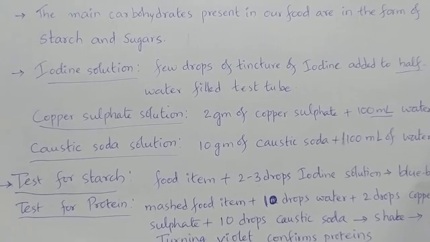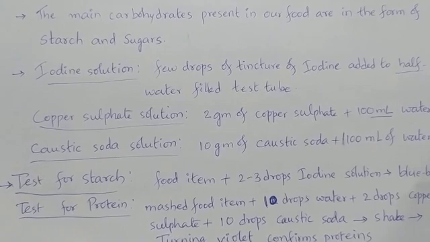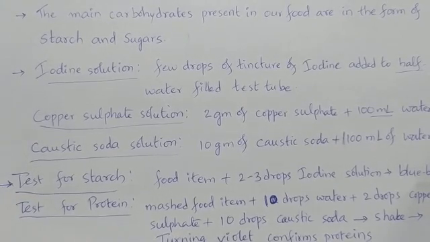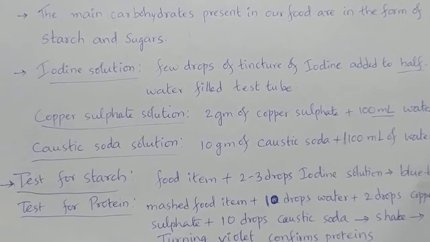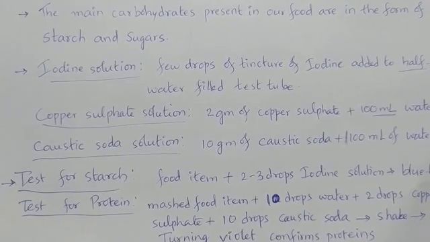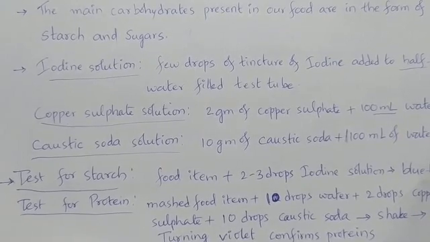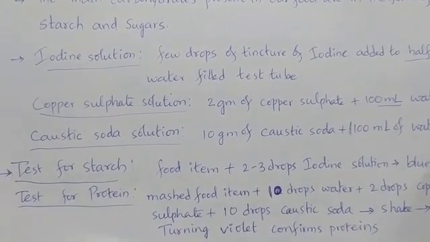Here you need to add 10 grams of caustic soda to 100 ml of water, and it must be shaken thoroughly so that you will get a caustic soda solution. So adding 10 grams of caustic soda to 100 ml of water and shaking it thoroughly will give you caustic soda solution. Let us try to understand test for starch, test for protein, and test for fats.